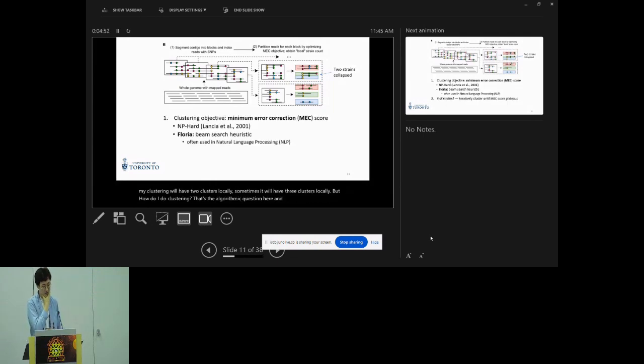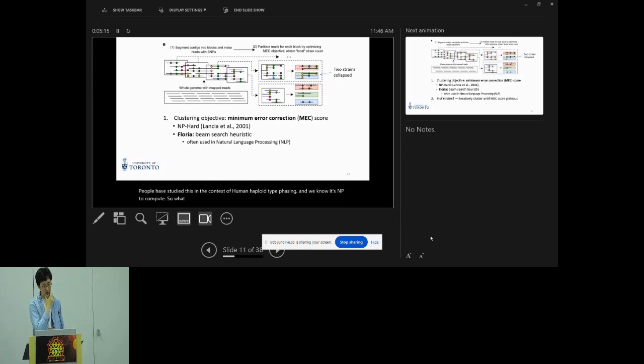And we do clustering by optimizing something called the minimum error correction score. The MEC score is a measure of clustering goodness. It asks you how many alleles look like errors within the clusters. How many errors do I have to flip in order to get a good phasing? People have studied this in the context of human haplotype phasing. And we know it's NP hard to compute.